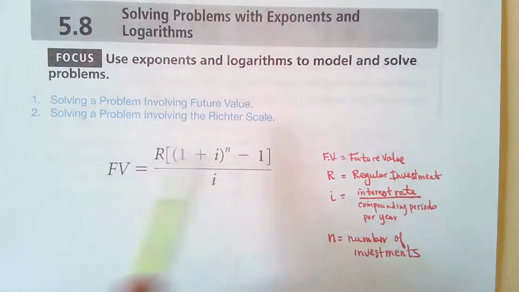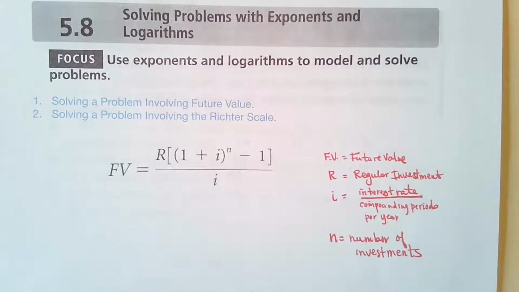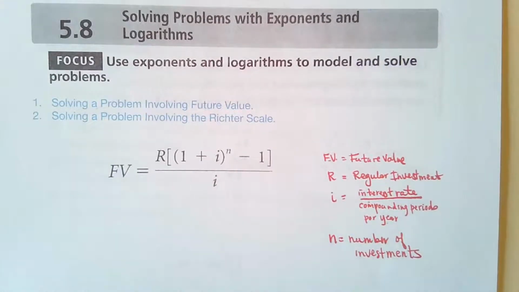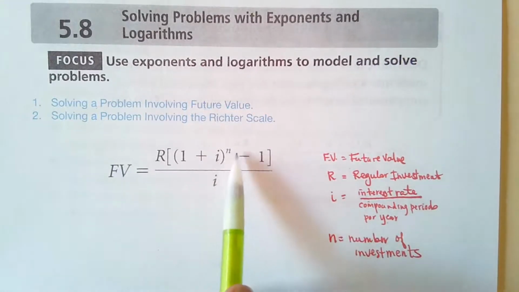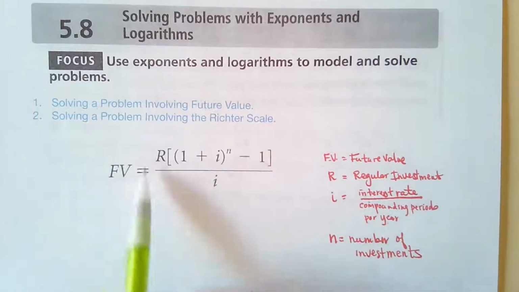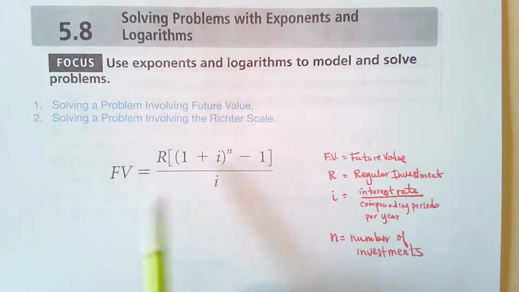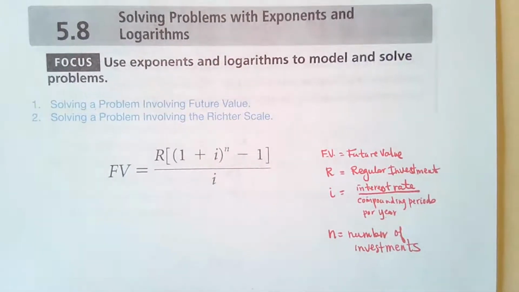Generally speaking, this formula applies when a series of equal investments is made at equal time intervals. Let's say your payment is $100, and you're making it $100 per month. You want a certain amount of money, so how many of those investments do you have to make to arrive at that future value?